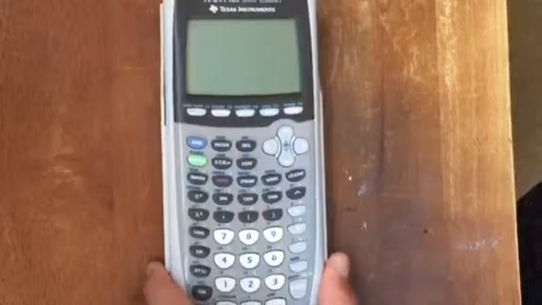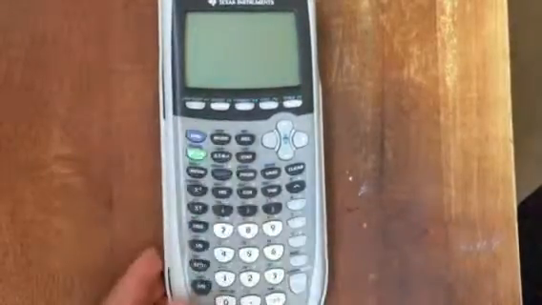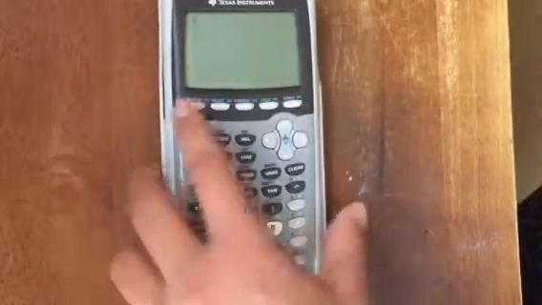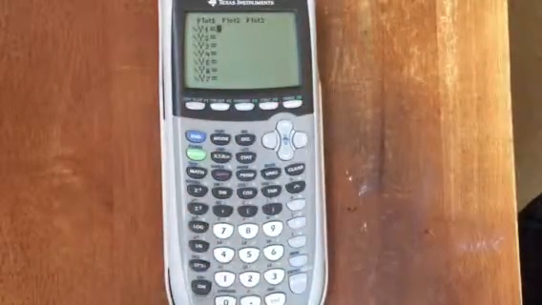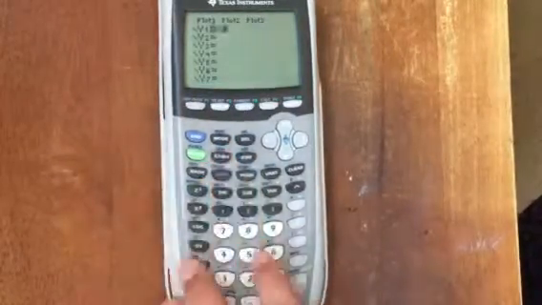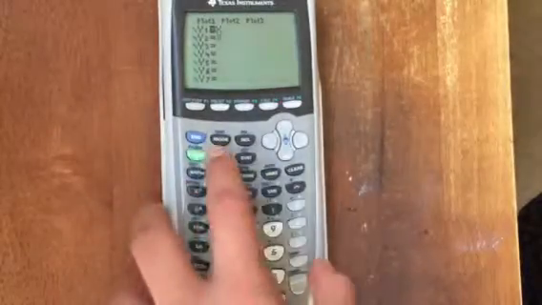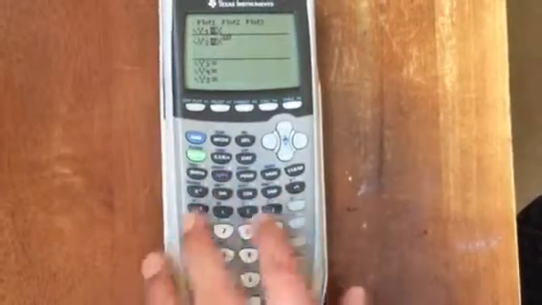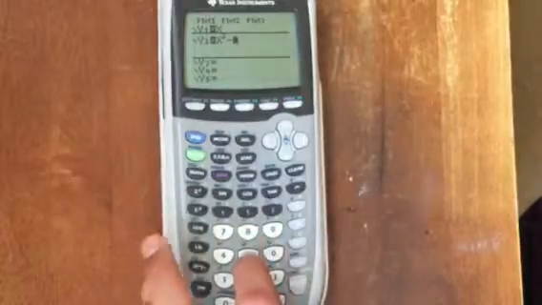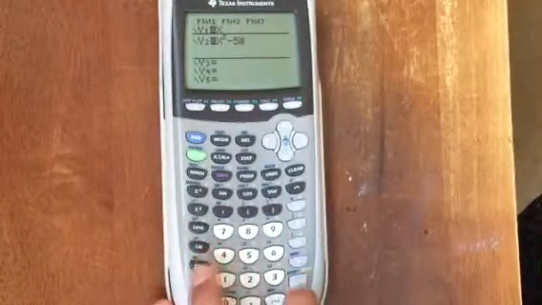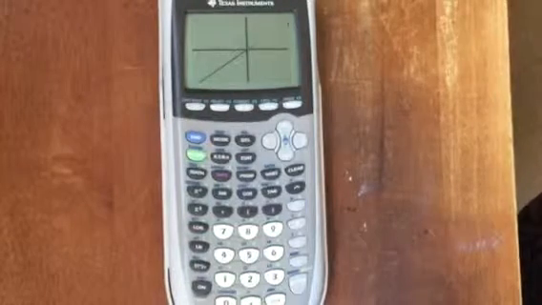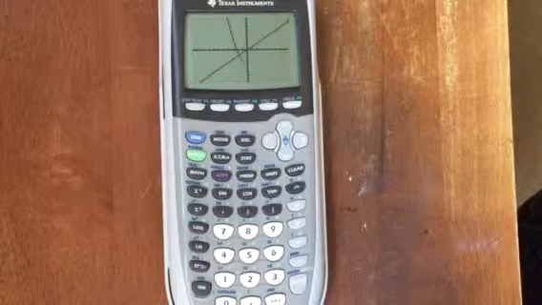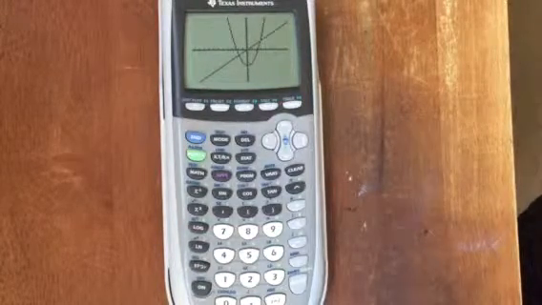So here's our 84. Let's turn it on, and we're going to go to our y equals and start putting in our functions. So let's have y equals x and y equals x squared minus 5. And then let's check out our graph. There's the y equals x line, y equals x squared minus 5.